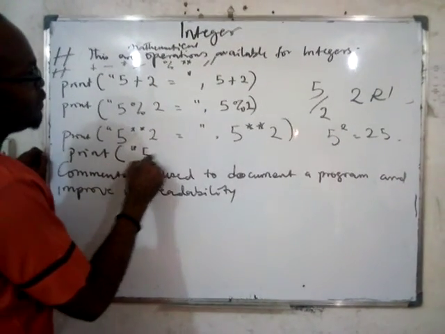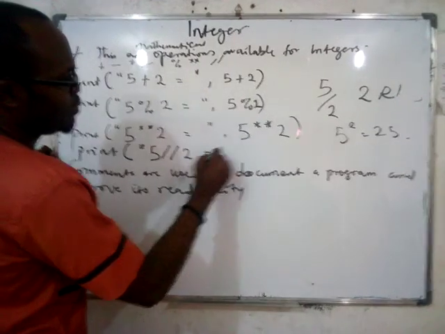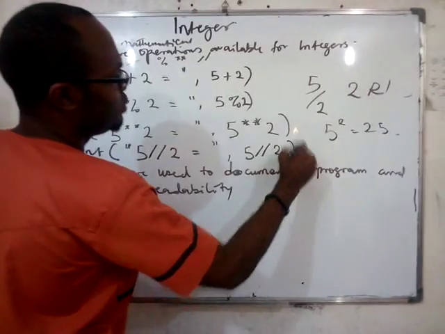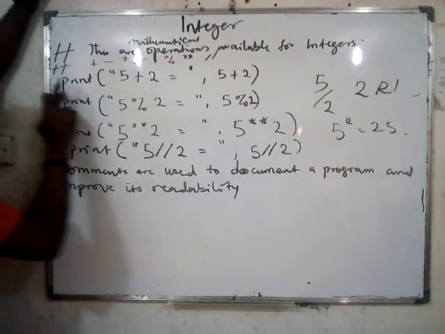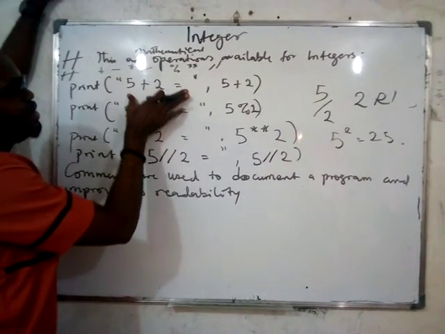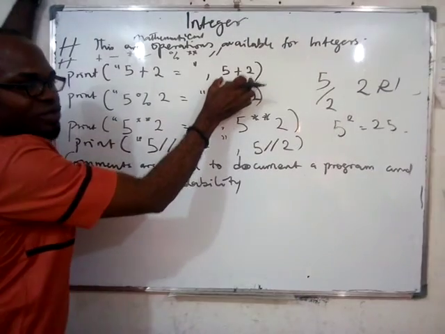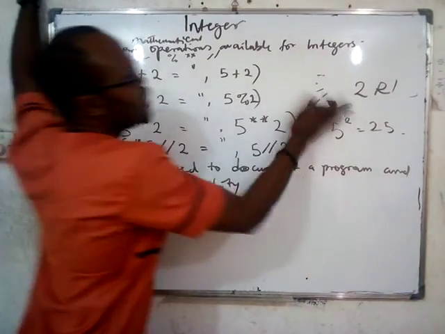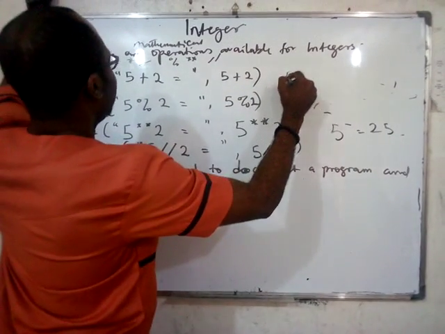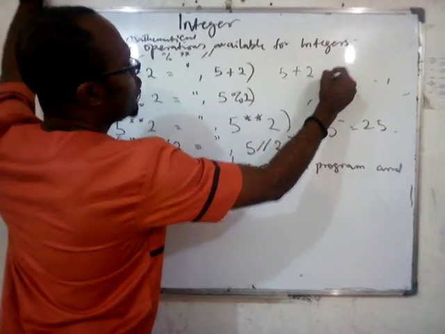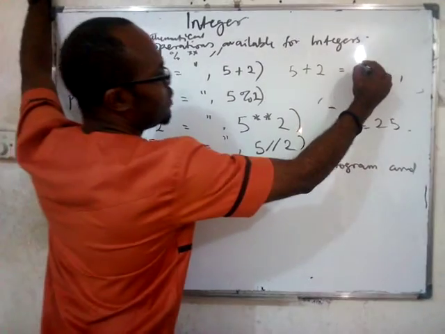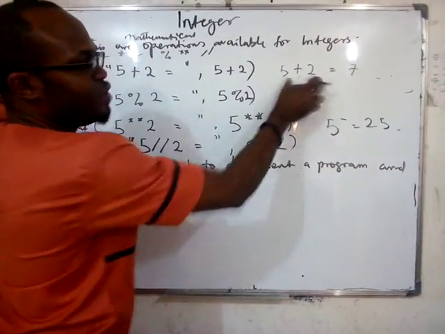So if you have 5 floor division 2 is equal to, 5 floor division 2. Now, if you type this code in your PyCharm and you run it, it is going to present this part as a string. Then it will do this part as the actual calculation. So if you run this very line of code, it will give you 5 plus 2 equal to, and then it will do the calculation, 5 plus 2, which is 7. So this is what it will give you on your PyCharm when you run.